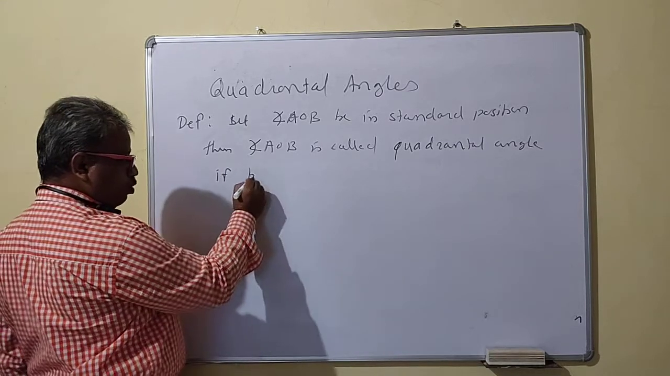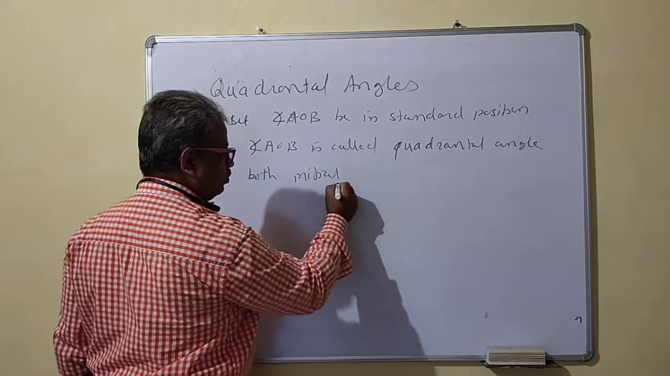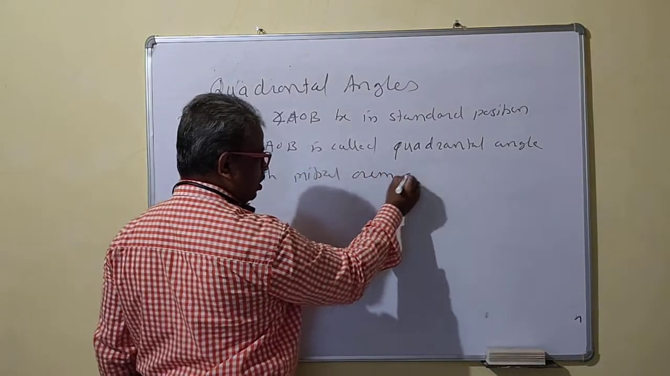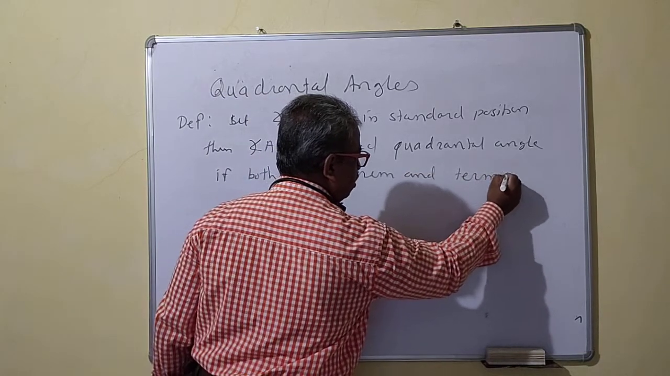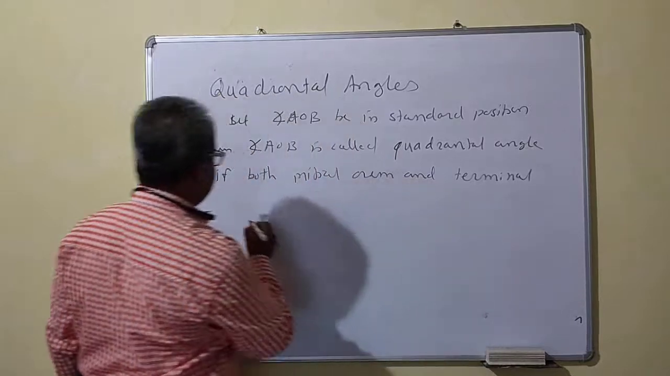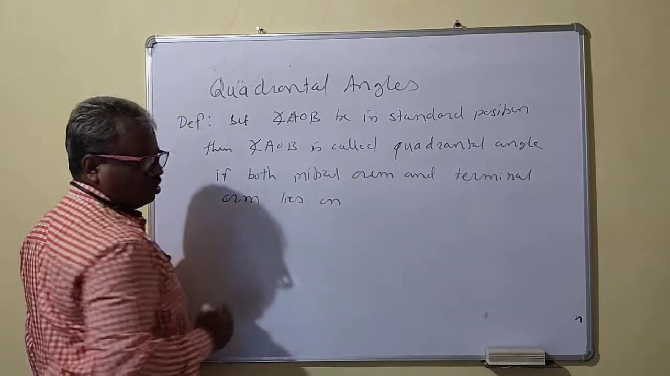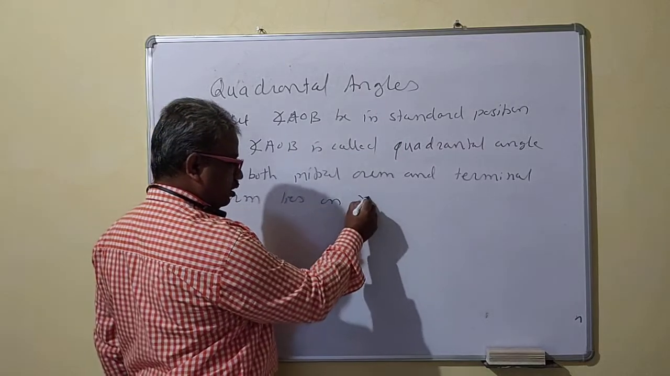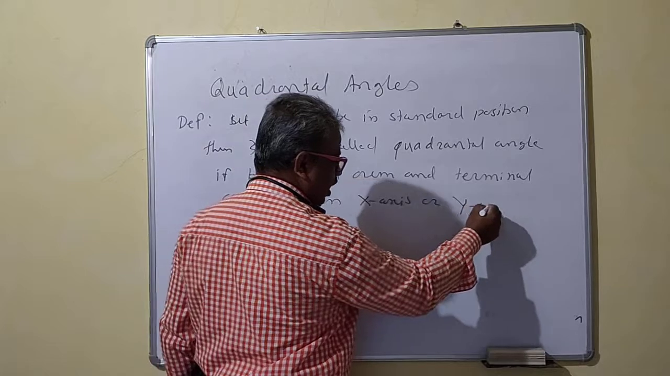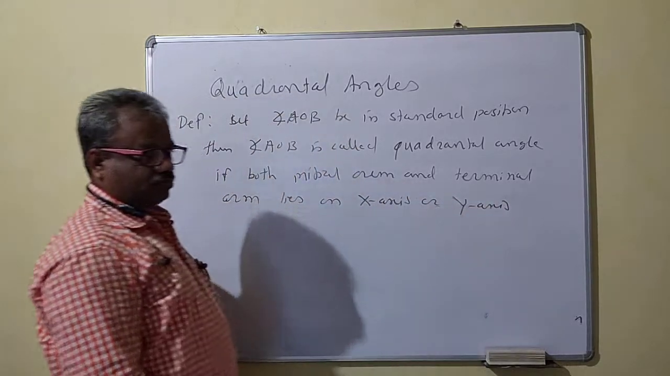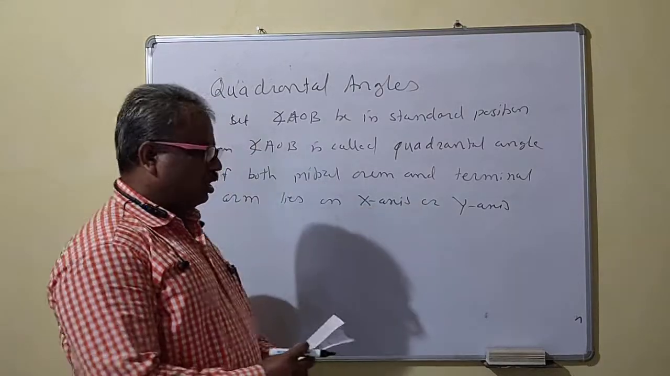if both initial arm and terminal arm lie on the x-axis or y-axis. Lies on the x-axis, whatever the axis may be, positive x-axis, negative x-axis, doesn't matter.